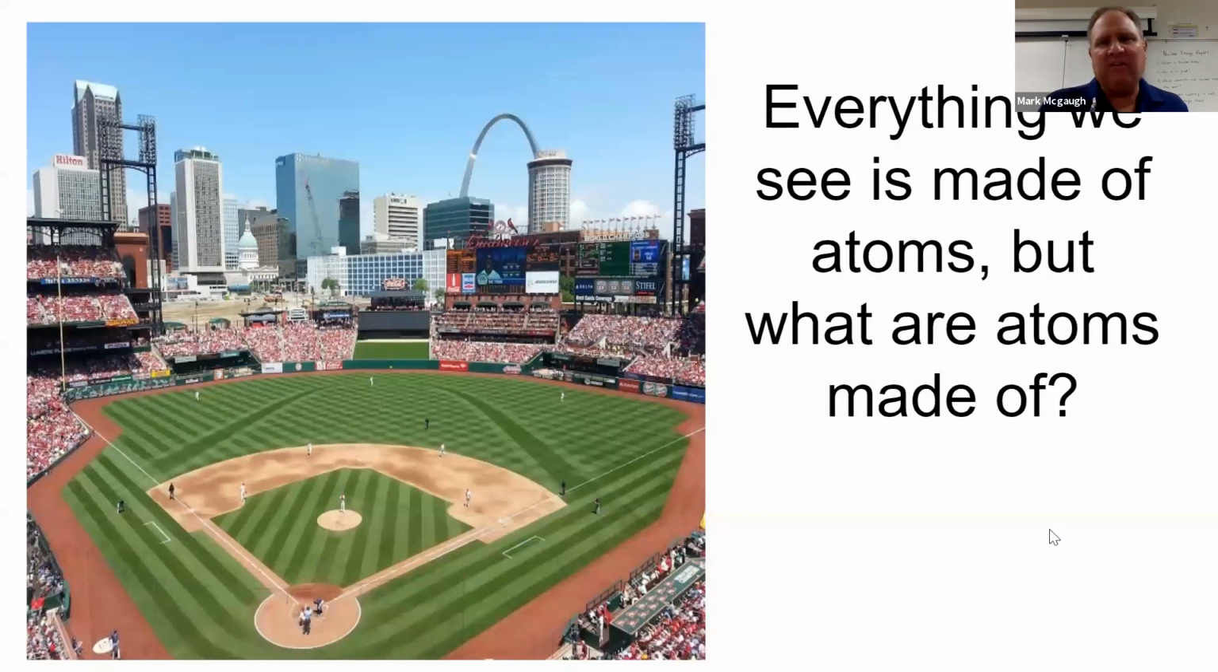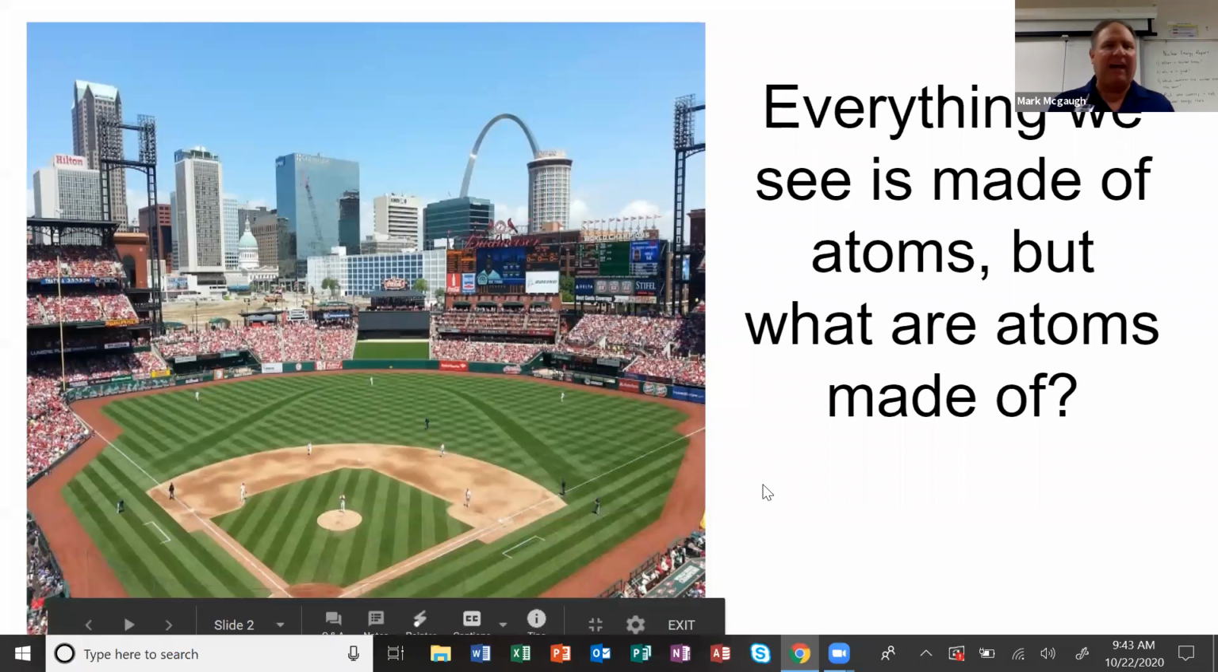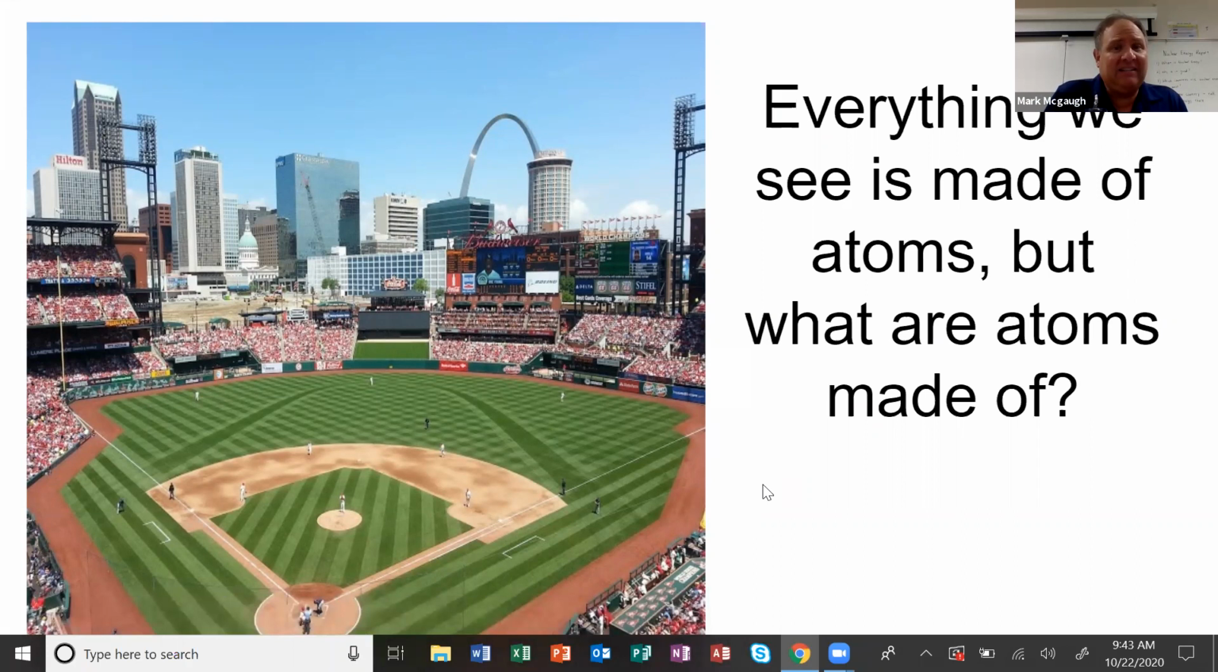So one of the things we talked about, everything we see is made of atoms. If we can see it, it's reflecting light, and therefore it is made of atoms. All right. So it leaves us one more question though. What are atoms made of? I mean, think about it. We need to know what atoms are made of because it explains a lot about the periodic table. We've already talked about protons and electrons.